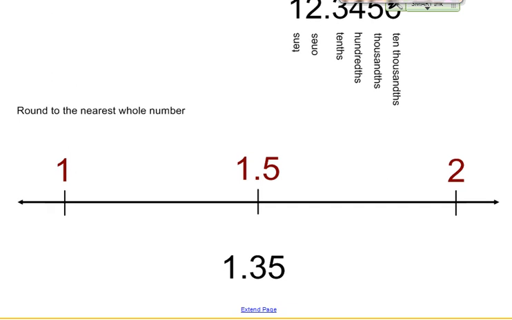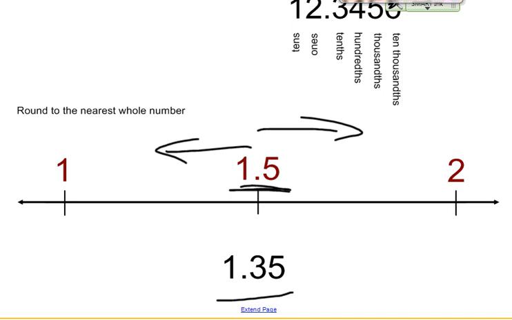It says round to the nearest whole number. So we have this number down here, 1.35, or 1 and 35 hundredths. The question is, where does it fit on this number line? Is it closer to 1 or is it closer to 2? As always, we're going to use the number 5 to help us find the middle. So 1.5. If it's going to be greater than 1.5, we're going to round up. If it's going to be less than 1.5, we're going to round down.